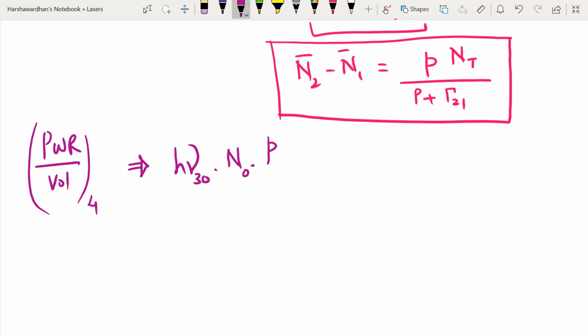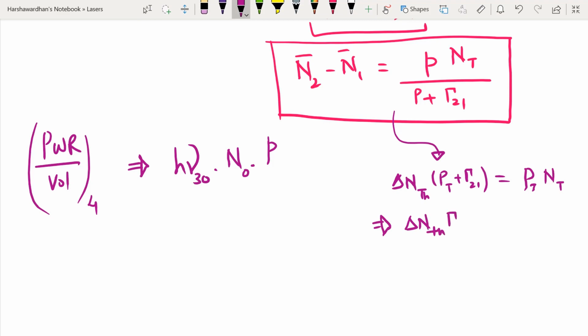This is the pump rate for the 4 level scheme. I know the following, that my delta N, let me call that threshold. Now let me look at the minimum power required. So delta N threshold is simply P threshold plus gamma 21, which is equal to P threshold times N total, right? I can quickly rewrite this as delta N threshold times gamma 21 equals P threshold times N total minus delta N threshold, correct?